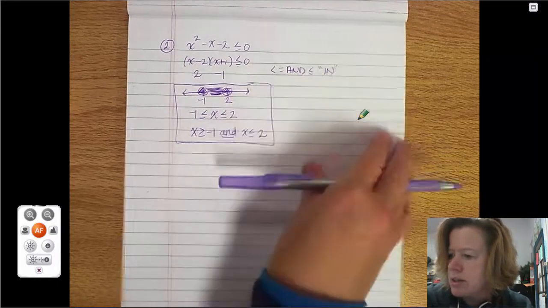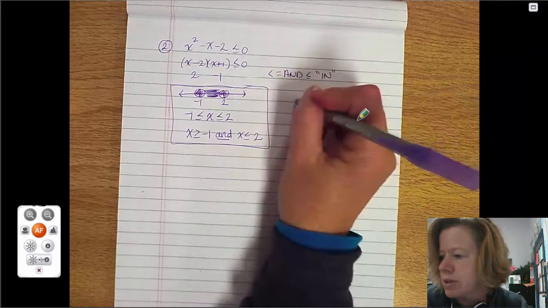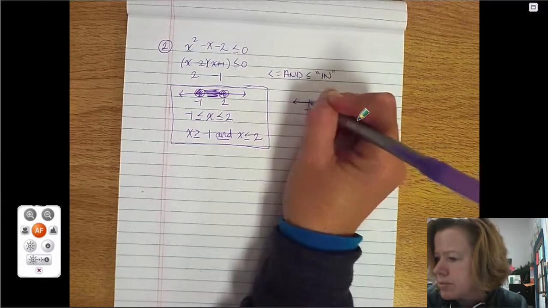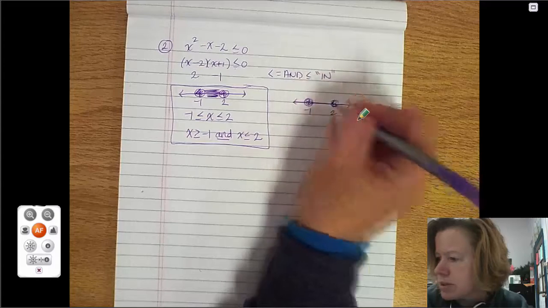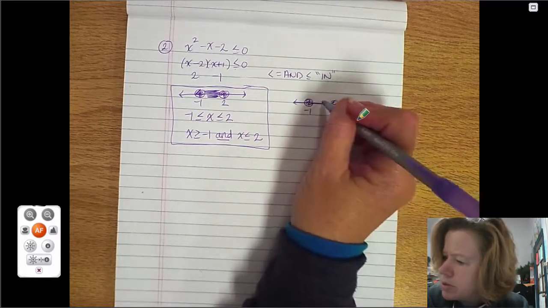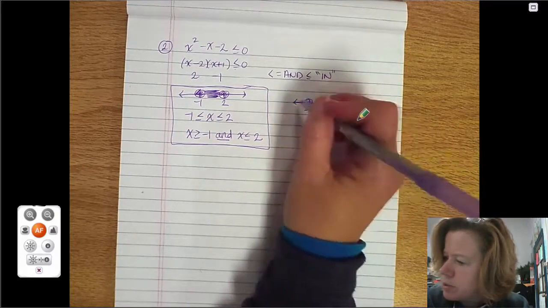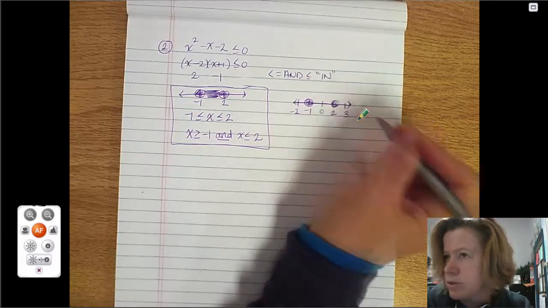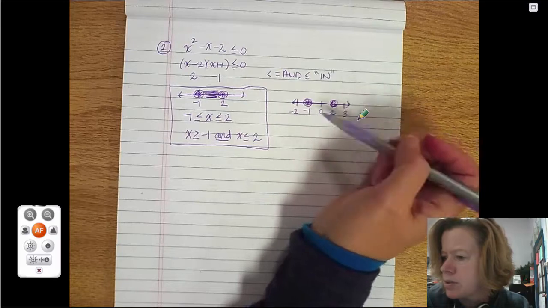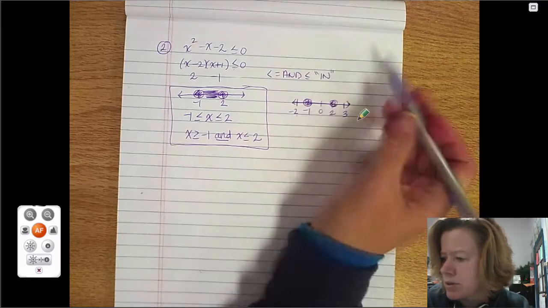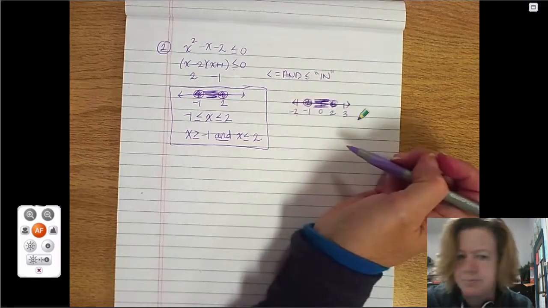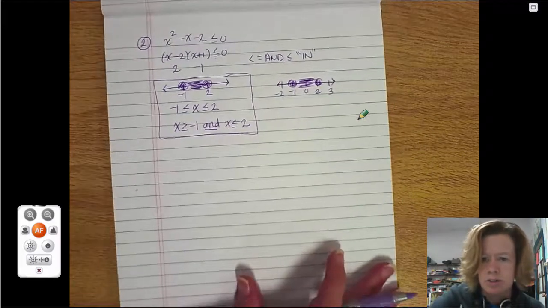Once again, if you're not sure how to do that quickly, you can certainly plug in numbers on either side, maybe 0 in between 1 and 2, negative 2 to the left of negative 1, and 3 to the right of 2, and see which numbers work. Negative 2 will not work, 0 does work, so you shade there, 3 does not work. Then check it on your calculator.